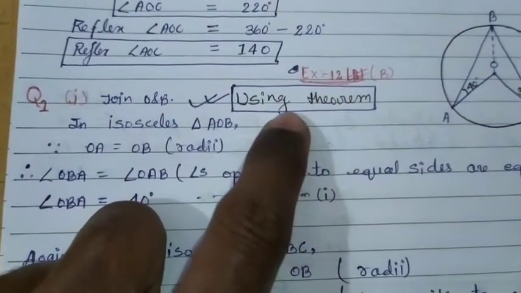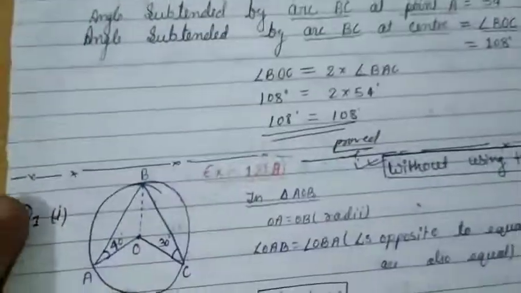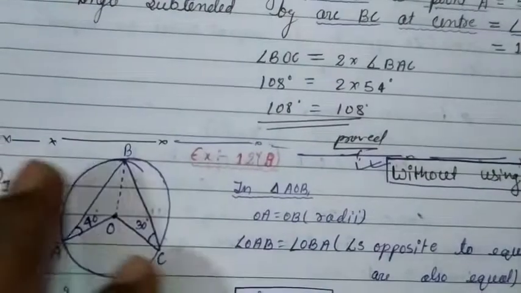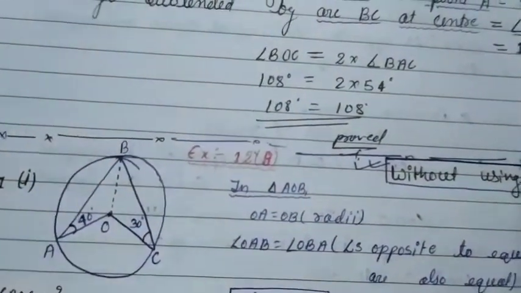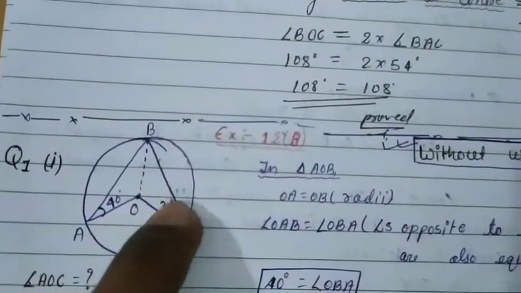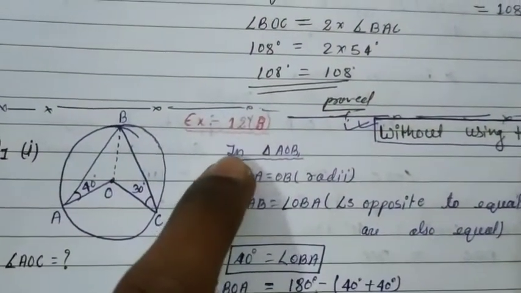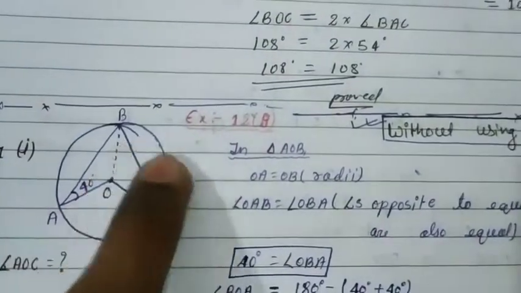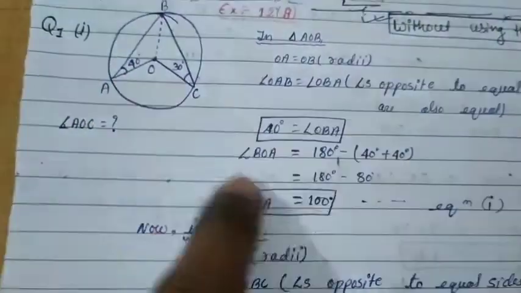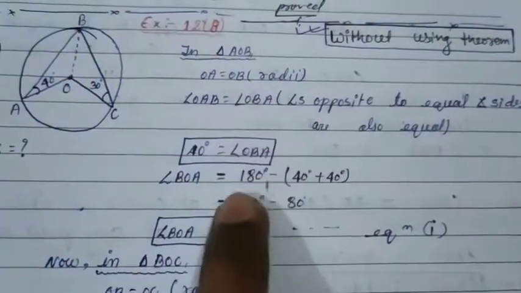But if you don't want to use the theorem, then it is also possible to find the solution, and that is like this. Without using the theorem, I always mention that any question can be solved in many ways if you want. So the first portion of the solution is the same as before. In triangle AOB, it is isosceles, so you found angle BOA is 100 degrees by using the angle sum property, as you can see here.